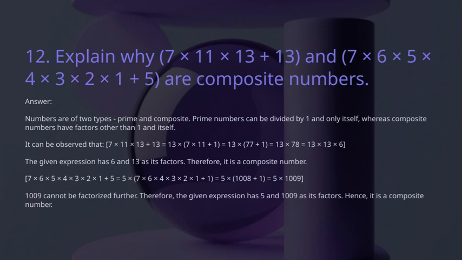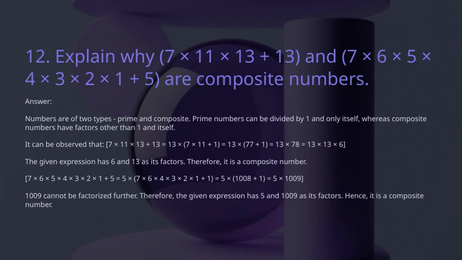Similarly, look at the second expression, 7 times 11 times 13 plus 13. We can factor out 13, giving us 13 times the sum of 7 times 11 plus 1, which equals 77 plus 1, or 78. And 78 can be further broken down as 13 times 6, which shows that our original expression is divisible by numbers other than 1 and itself. This confirms that it's also a composite number.